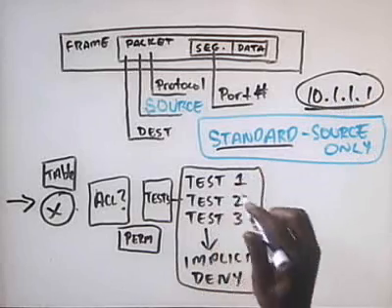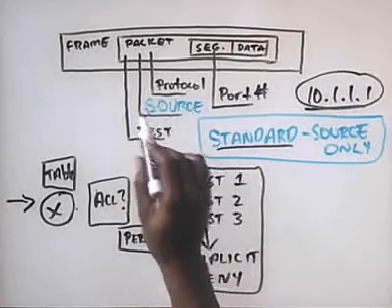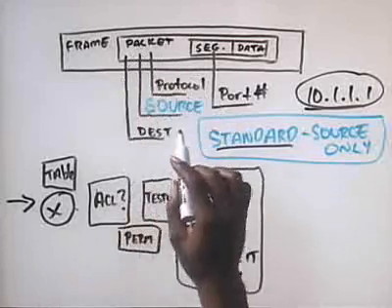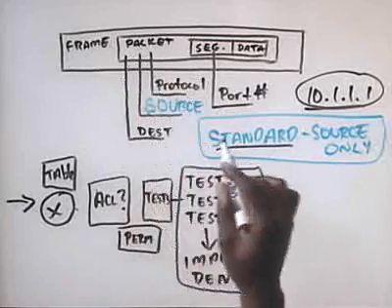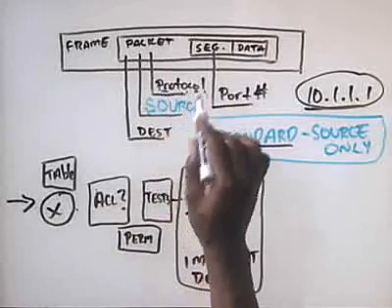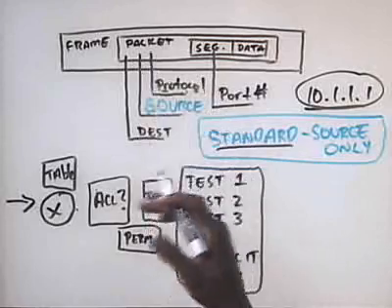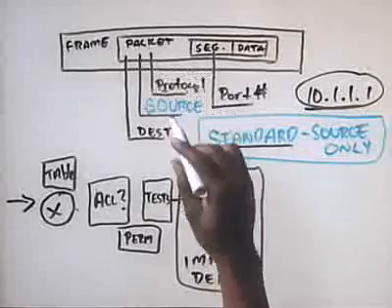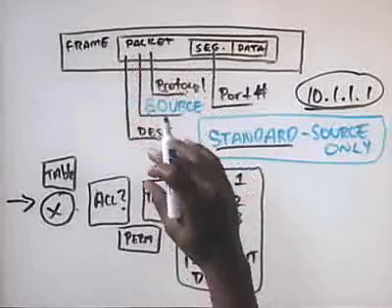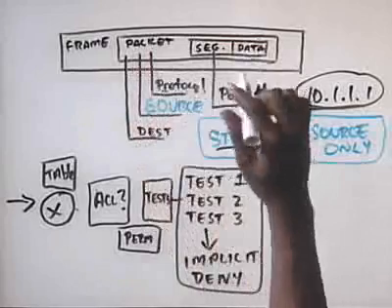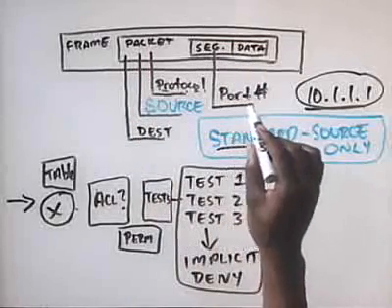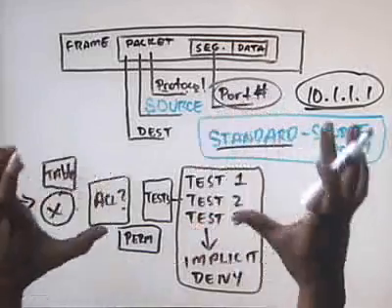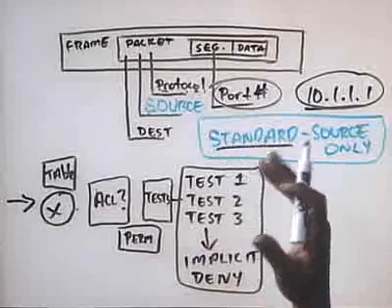Extended access lists, however, filter based on the source address in the IP packet as well as the destination address in the packet. Also, extended access lists filter based on the particular protocol that's used in the IP packet, such as TCP or UDP, ICMP or ARP. But in addition to this, extended access lists go further into the layer 4 information and can filter based on the port numbers as well. So extended access lists give us more granular control over the traffic that we're filtering.